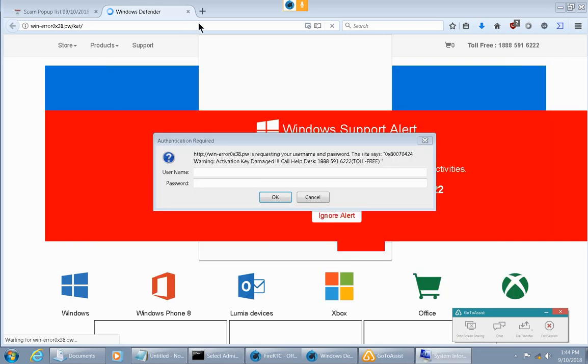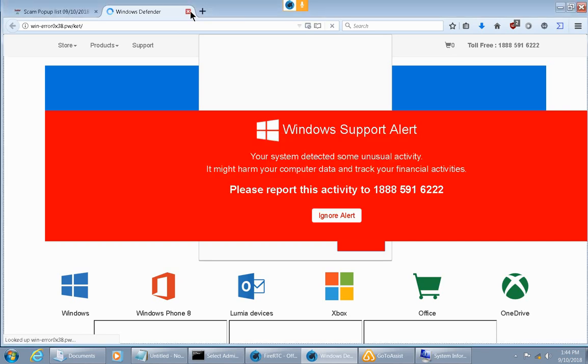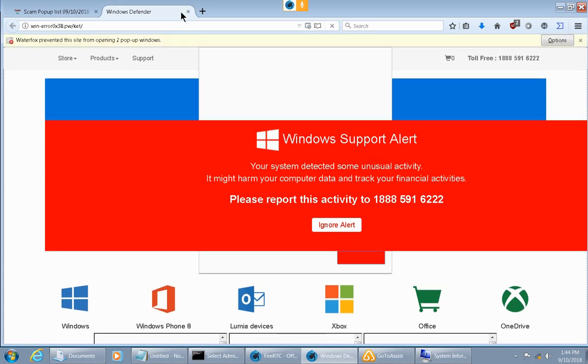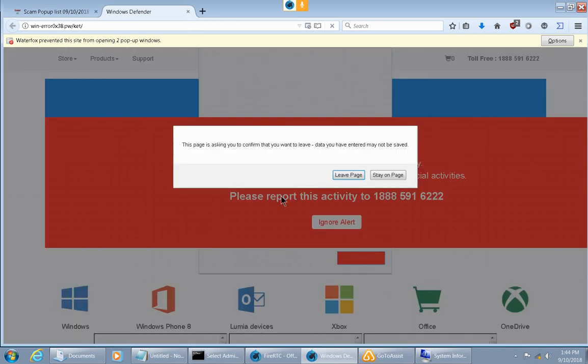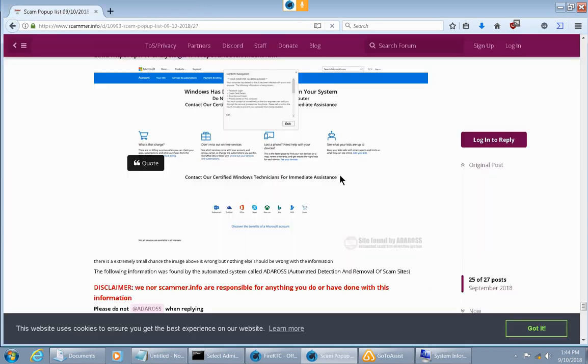Now, let's see if I can X out on this. I'm going to hold down the escape key. I'm just going to hold it down. Important security alert. Virus intrusions detected on your computer. Your personal data and system files may be at serious risk. Let me X out on this. Okay, leave page. Okay, here's another one. Nope, that's not another one.